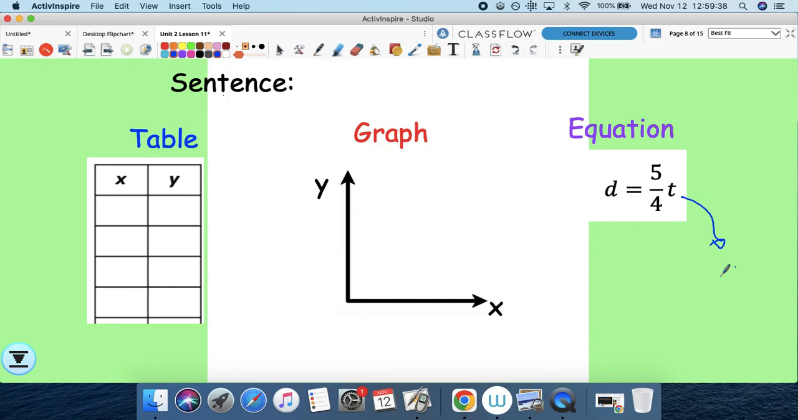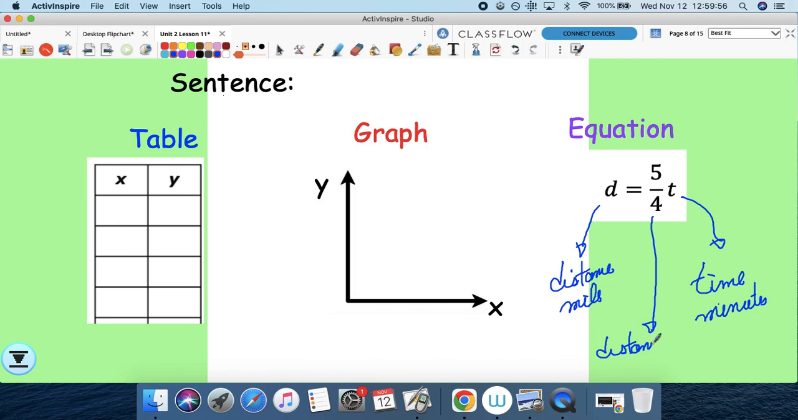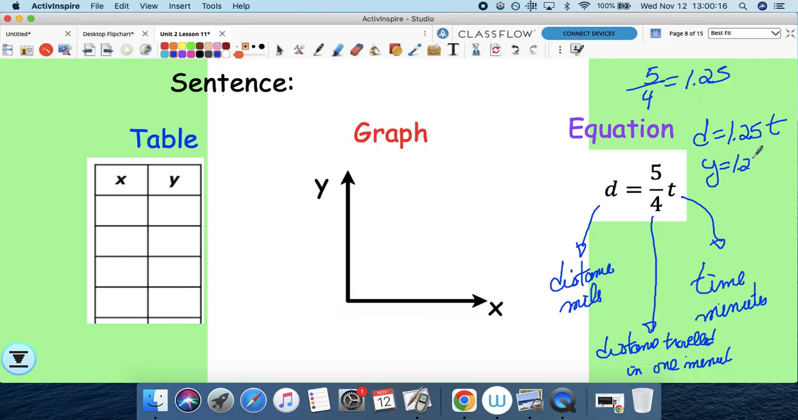So I think I said that t is the time in minutes. d is the distance in miles. Okay, so based on that, this would be what? Distance, so 5/4 is the distance traveled in 1 minute, right? That's what the 5/4 is. But you know what? I think it's easier. 5/4, I'm going to change that to 1.25. So if you had the equation d equals 1.25t and you want to use that, or y equals 1.25x, you can use that. So it's up to you.